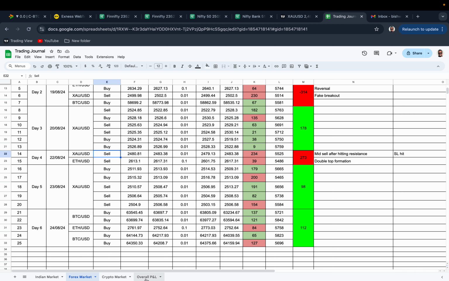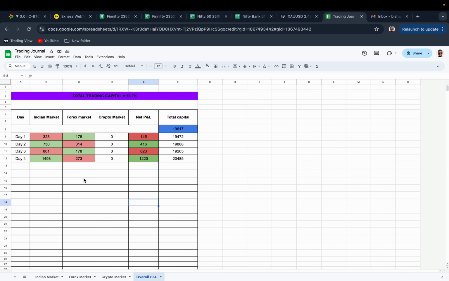So coming on to the overall PNL, for day 4 I am having a profit of rupees 1220. So it was a really good profit for me. And the total capital is 20,485. So fine, that was the quick analysis of my day 4 trades on the Indian market and on the forex market.